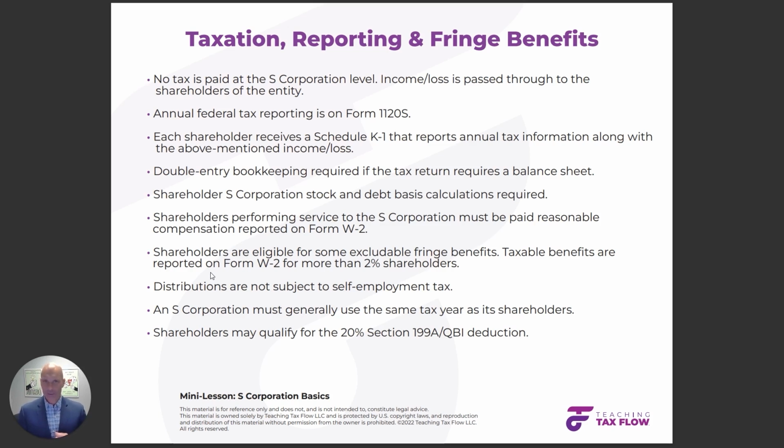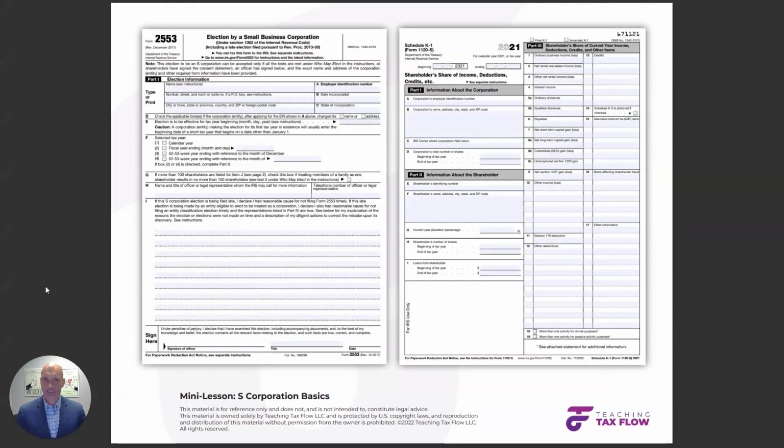The nice thing with the S Corp, the biggest advantage, is that distributions of profit are not subject to self-employment tax. And S Corps must generally use the same tax year as their owners. Finally, on the tax reporting and fringe benefits, shareholders may qualify for that 20% 199A QBI deduction. Make sure you check that content out separately. We have a mini lesson on that. Let's look at that IRS guidance.